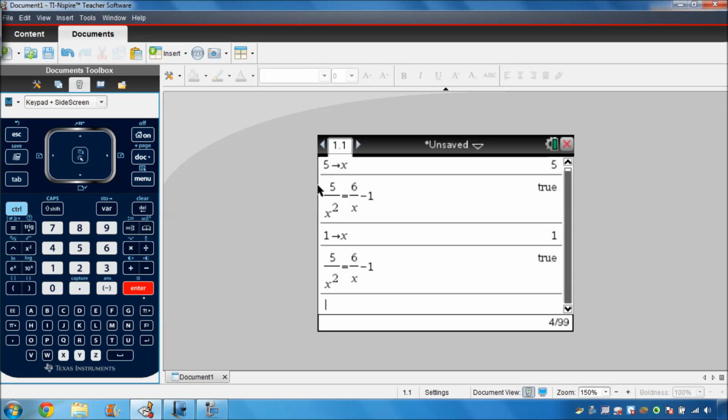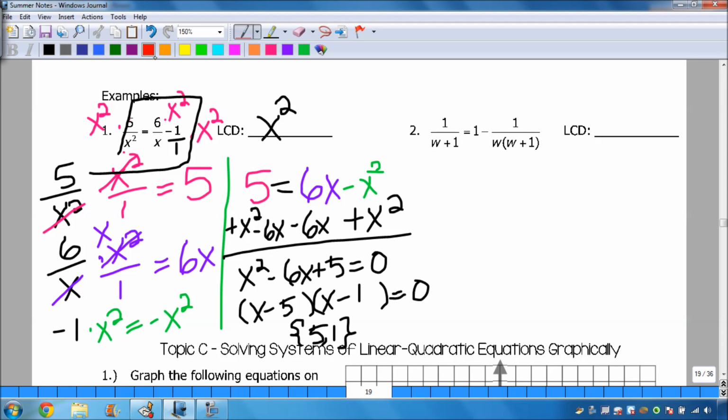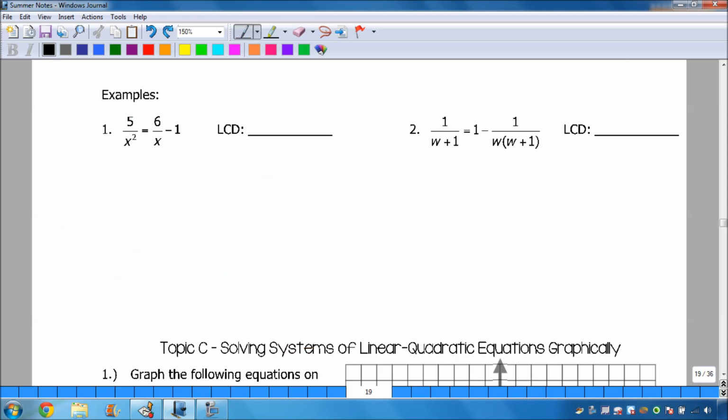Press enter again, and it tests the value of 1 for you. They're both true, which means that this will work. So that means that my final answer for this question is 5 and 1. All right? Okay, so for number 2, we are going to do the same thing.